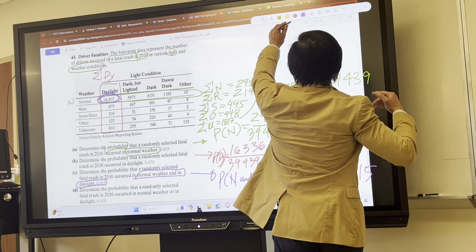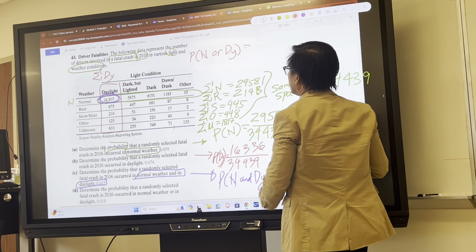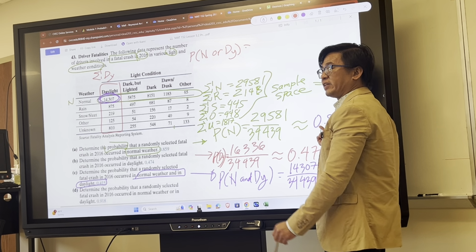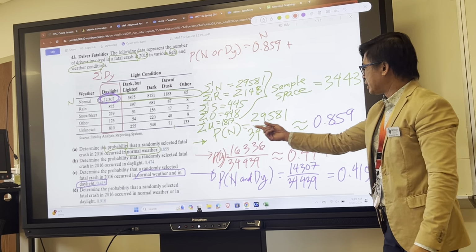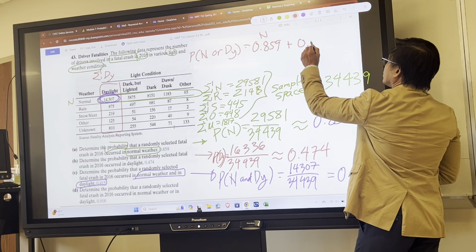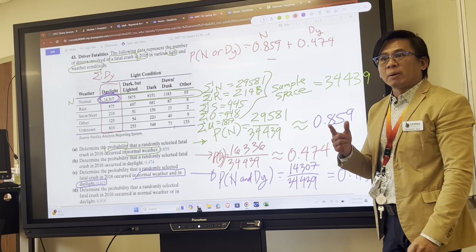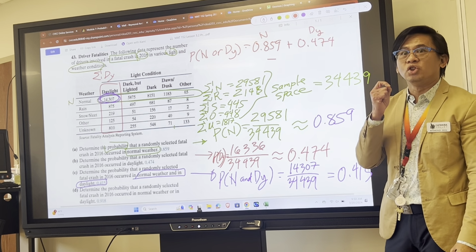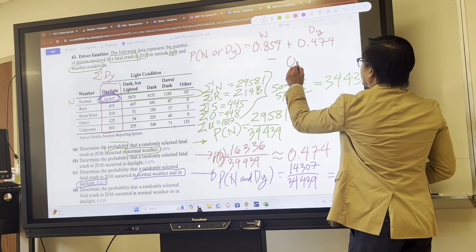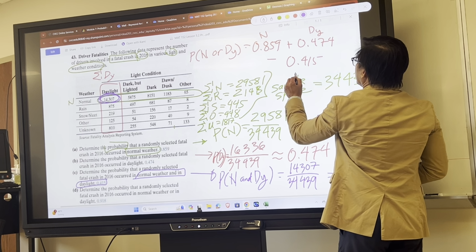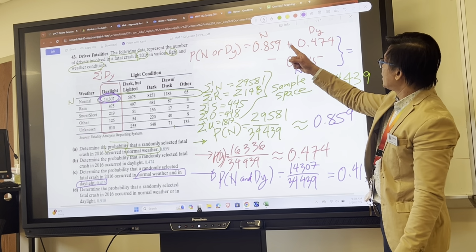So that is our general rule, and here it is. Probability normal or daylight is equal to what? The probability that's normal, 0.859, plus the probability that is daylight, 0.474, minus the probability that it is both daylight and normal weather where it happened. And how much is that? 0.415, okay? And again, this is the one. And daylight. And how much is this? Verify, what's that gonna be?